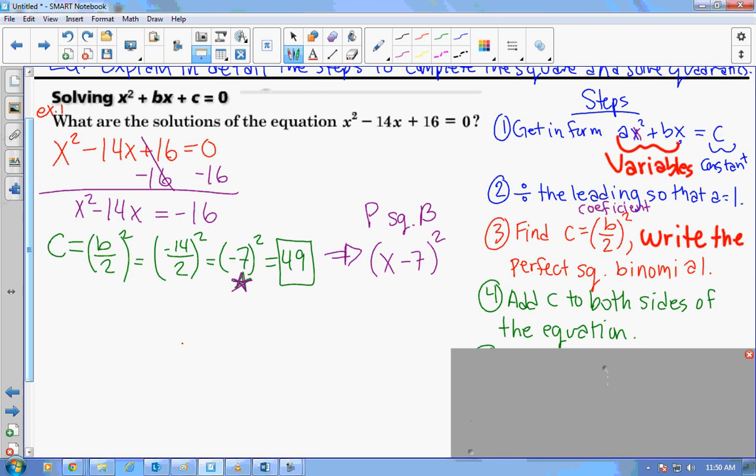Step 4, write that down in your list of steps. Add c to both sides of the equation. Because we have to add in those green squares to... You need a full sheet of paper. We're done with this paper. Put it away, please. You need a full sheet of paper. We're adding in those green squares to make it a perfect square.